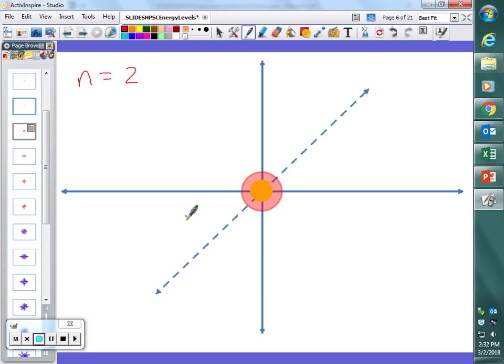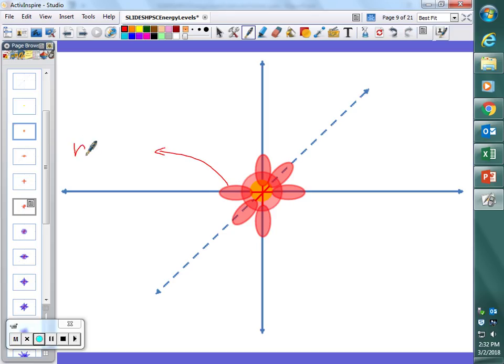The next orbitals that we drew, 1, 2, 3, what color are they? They're still red. So this one on the x-axis right here, its principal quantum number is n equals 2 because it's still red. This one on the y-axis, its principal quantum number is 2. It's still red. This orbital on the z-axis, its principal quantum number is also 2.